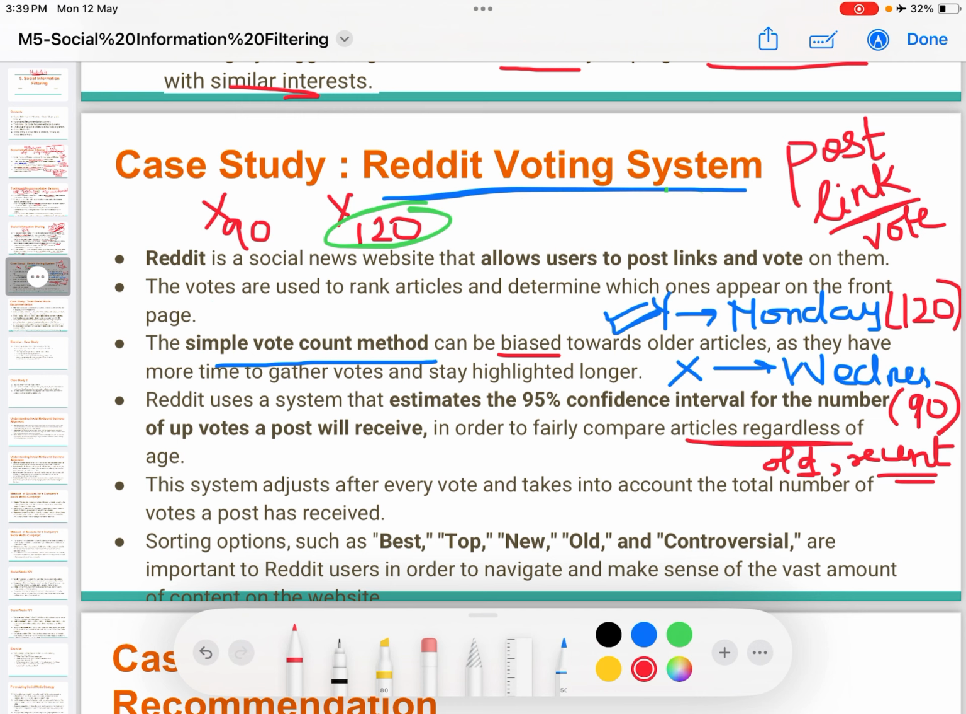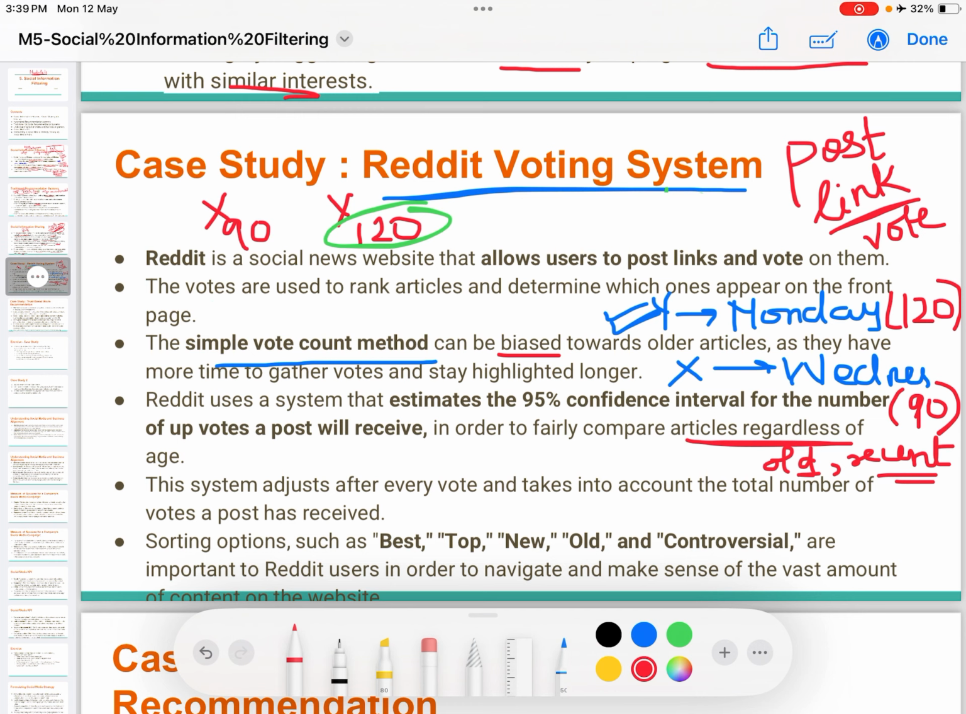FilmTrust is a movie recommendation system that uses social networks and trust to make recommendations. So what does it do? It basically uses the social networks and trust to make recommendations. Users can rate and review movies, view others' ratings and reviews, and make social connections with other users on the system. So what can the users do? They can rate the movies. They can view what ratings the other person has given to a particular movie.